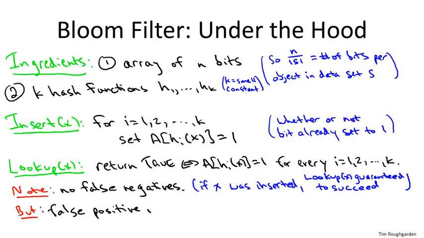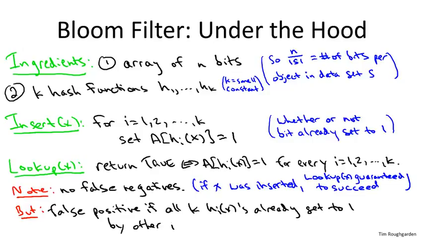We just inspect bit 17, oh, it's 1. We inspect bit 23, oh, it's 1. We inspect bit 36, it's also 1. For all we know, this thing really was inserted, and the Bloom filter is going to say, yes, it's in the table. So that's how we have false positives. All of the bits that are indicating whether or not a given object is in the Bloom filter were previously set by insertions from other objects.